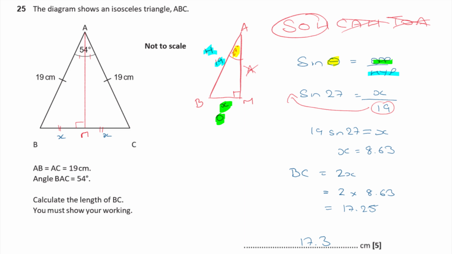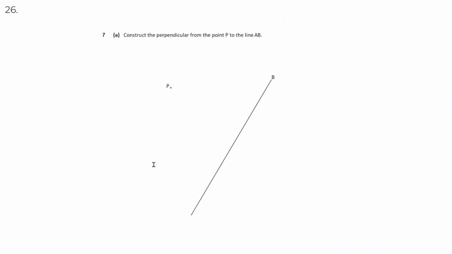All right, 17.3. Question 7, part A. Construct the perpendicular from the point P to the line AB.